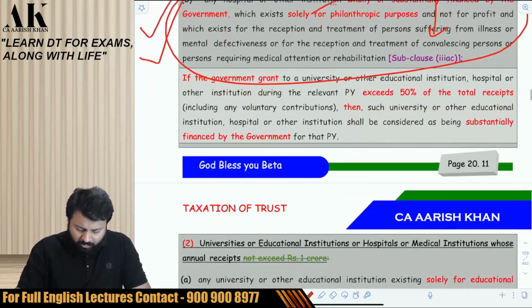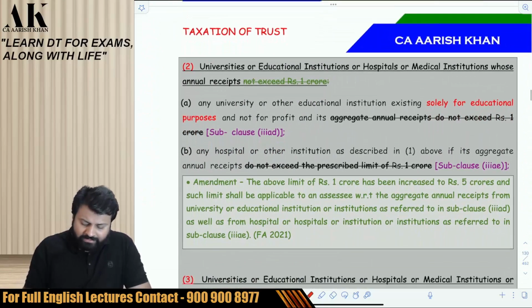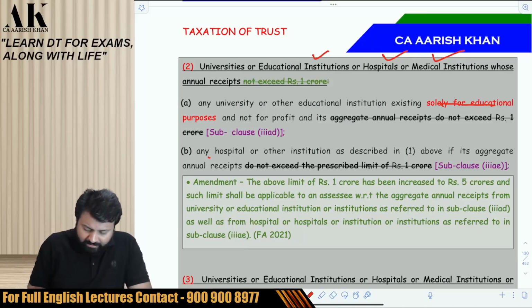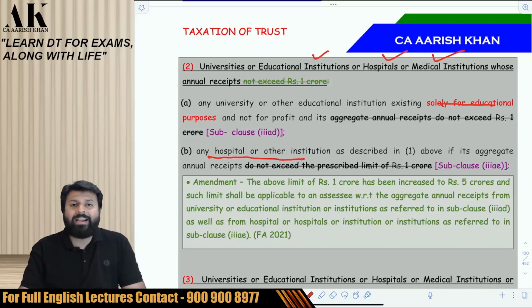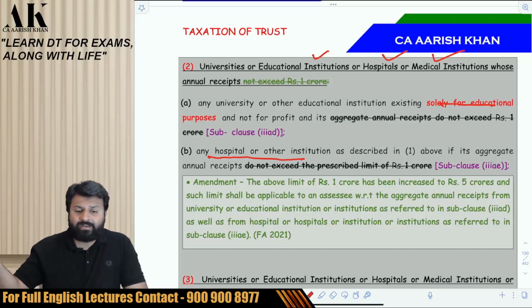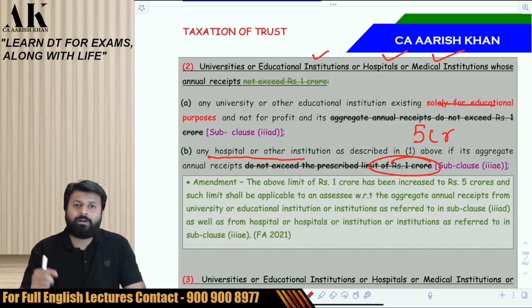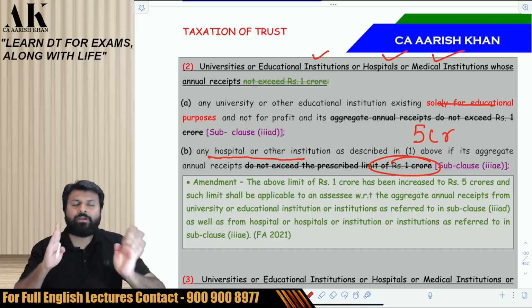Okay. Let us move on to the third one. Now, these are the educational institutions, hospitals, medical institutions which are not financed by government, but these are also registered institutions. They are solely for education purpose. They are solely for hospital or other purpose. And if their annual receipts in the entire year do not exceed 5 crore rupees, till last year it was 1 crore, but from this year onwards, they have been given a limit of 5 crore rupees.